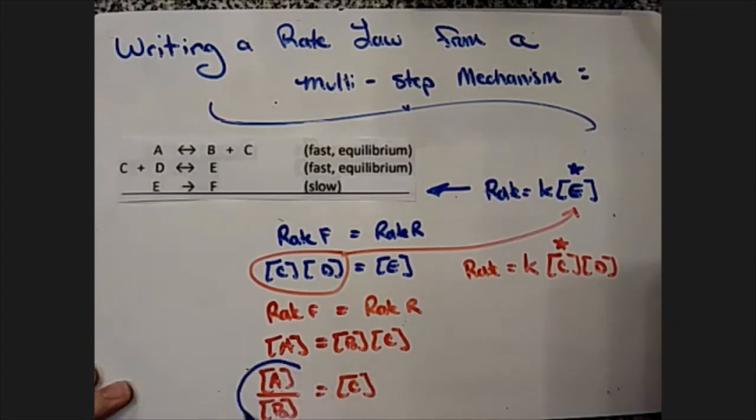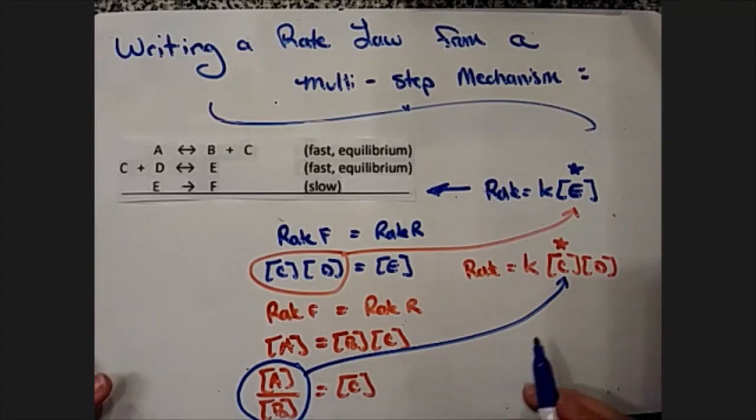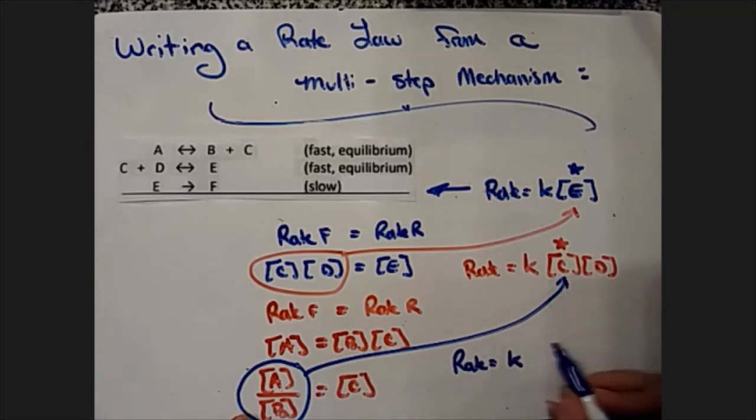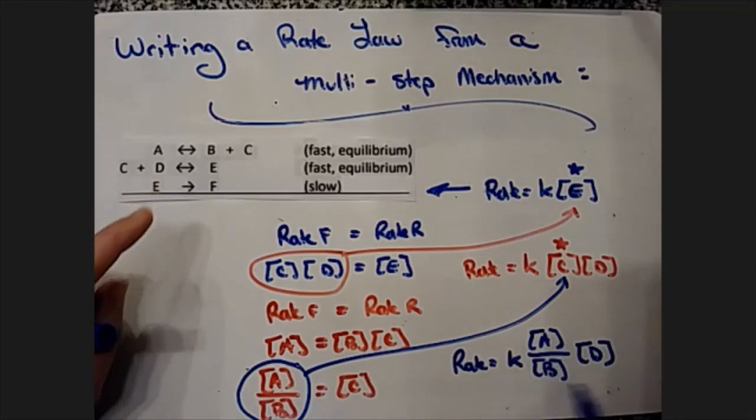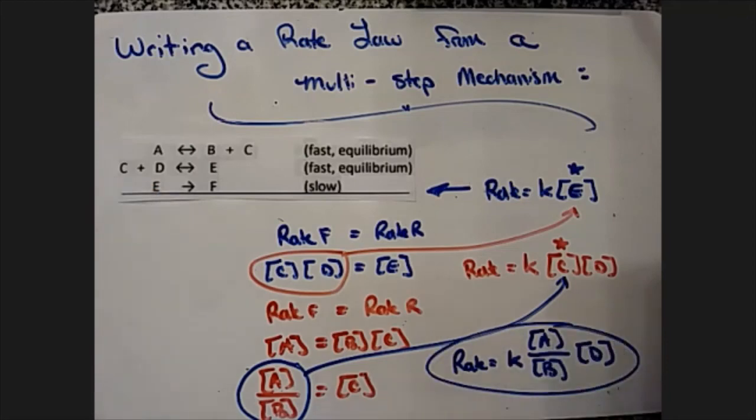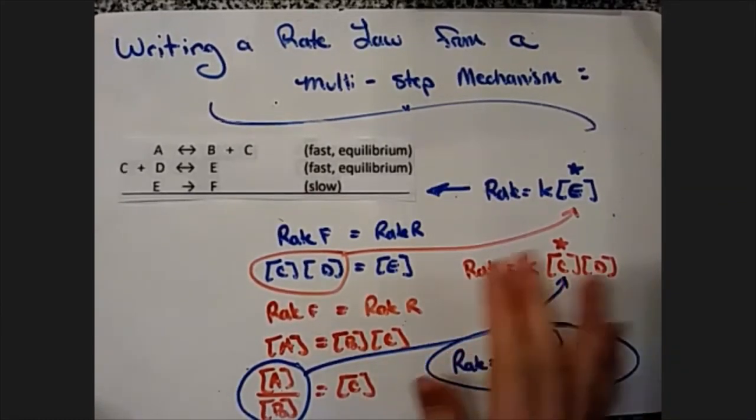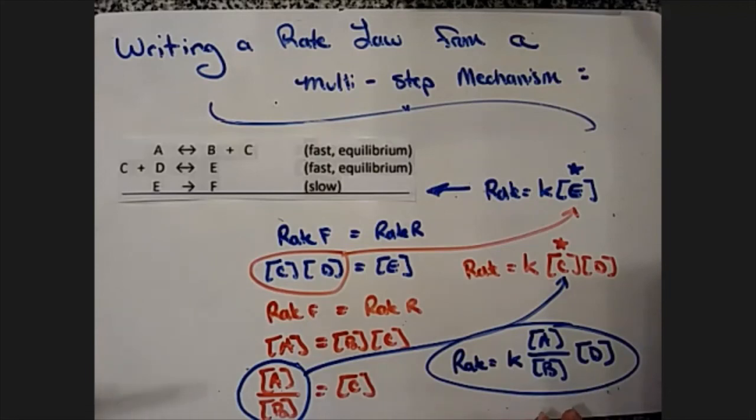This was a double substitution problem. So because I know C also equals this, let's plug that in instead of having the C. And let's write what's left over. Rate equals K, and instead of C, I'm going to write A divided by B, and what's left is also D. Now, none of those are intermediates, so this would be my final rate law from this multi-step mechanism. This was a doozy because it had a double substitution in it, but I thought this was worthy of showing you that you can get your way through this one.